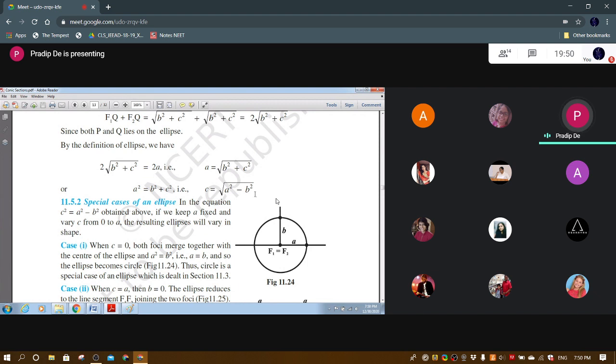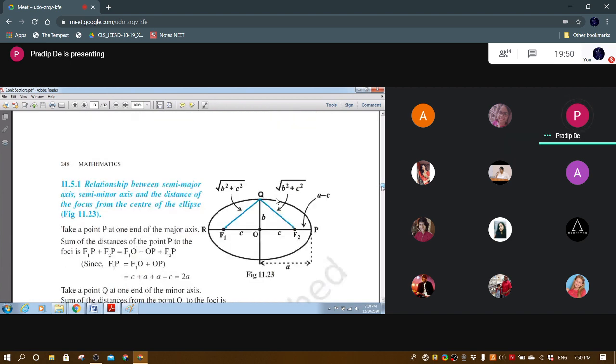There are two special cases, two extreme cases. In one case, C is equal to 0. What happens is, if C becomes smaller and smaller, the two foci F1 and F2 will come closer to each other. They will start coming closer to each other. What happens to the ellipse then? Then the major axis becomes shorter and shorter and shorter. And what will happen if C is equal to 0?